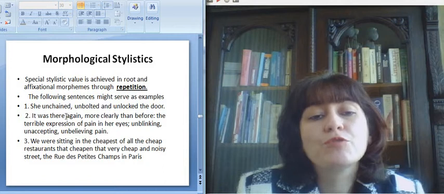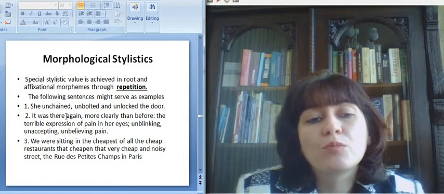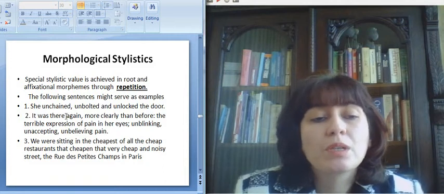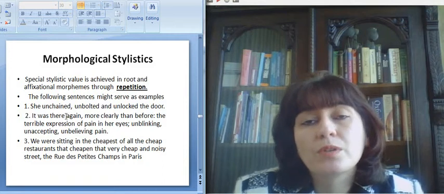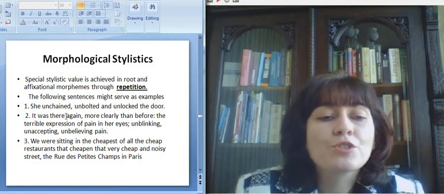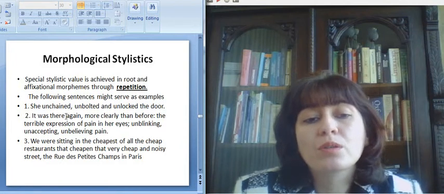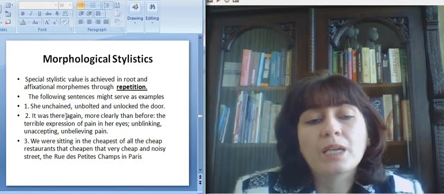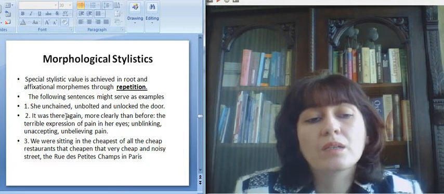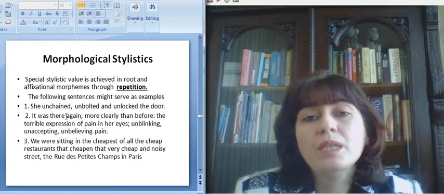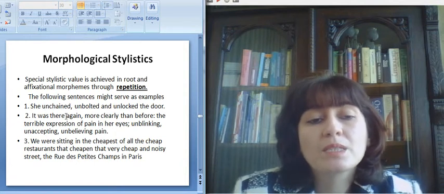Special stylistic value is achieved in root and affixational morphemes through repetition. The following sentences might serve as examples of this. She unchained, unbolted, and unlocked the door. It was there again, more clearly than before, the terrible expression of pain in her eyes, unblinking, unaccepting, unbelieving pain.